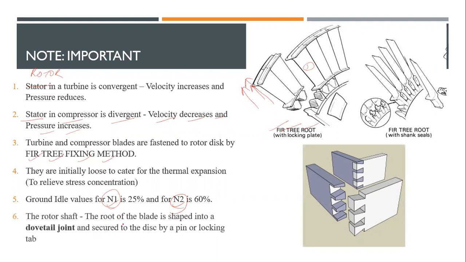The rotor shaft, the root of the blade, is shaped into a dovetail joint. Now, what is a dovetail joint? Let's say this is a rotor and this is a disc in which the rotor is installed. How are they fixed? They are fixed like this, so that when I try to break away or apply a force, they don't break apart. So the root of the blade is shaped into a dovetail joint. You can see these are dovetail joints. The method to fix them is known as fir tree, but this shape is like a dovetail. Remember both these words, they are frequently asked in the questions.